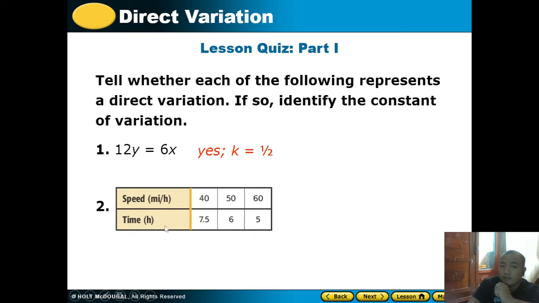How about number 2? Does this table represent a direct variation? Let's solve for k by dividing h by the speed. No, 50 divided by 6 is not the same as 6 over 50. It's not the same as 7.5 over 40.